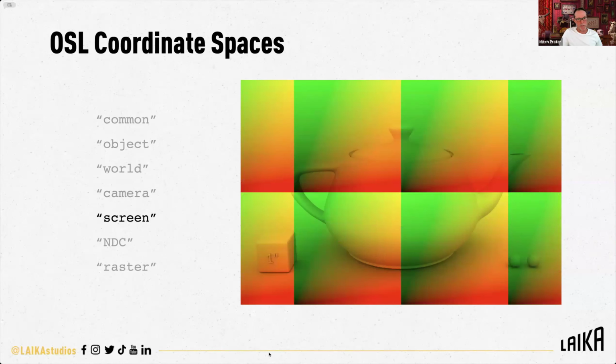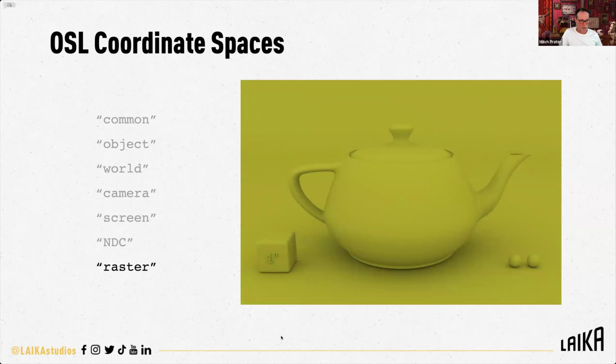NDC stands for normalized device coordinates, and it represents a 0 to 1 range coordinate system that describes the output image rectangle. And then we have raster space. This is the two-dimensional pixel coordinate system. So each pixel is one unit in raster space.